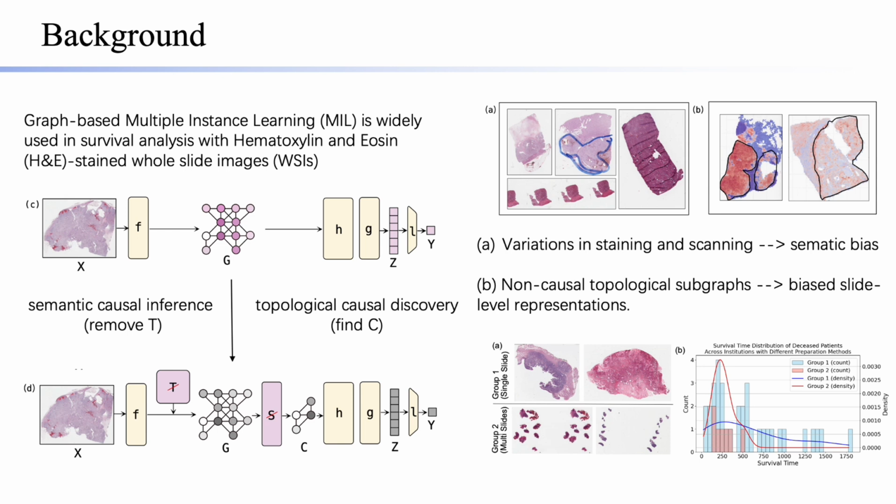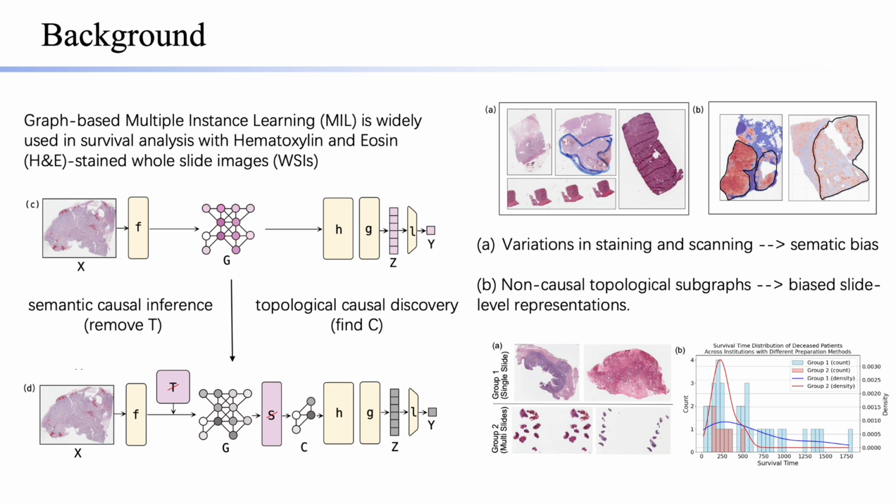Graph-based multiple instance learning is widely used in survival analysis with hematoxylin and eosin-stained whole slide images. But when we use them for survival analysis, we face two big problems. The first is semantic bias. Slides from different hospitals can look different. For example, staining, sectioning, or scanning may change the color and texture. The model may pick up these shortcuts instead of real biology.